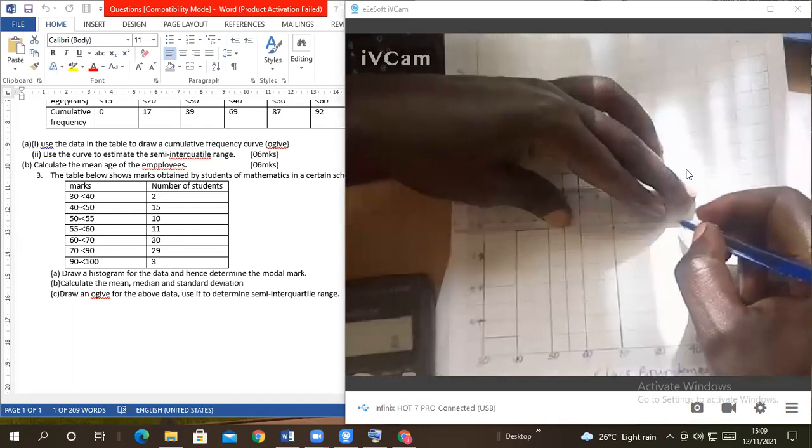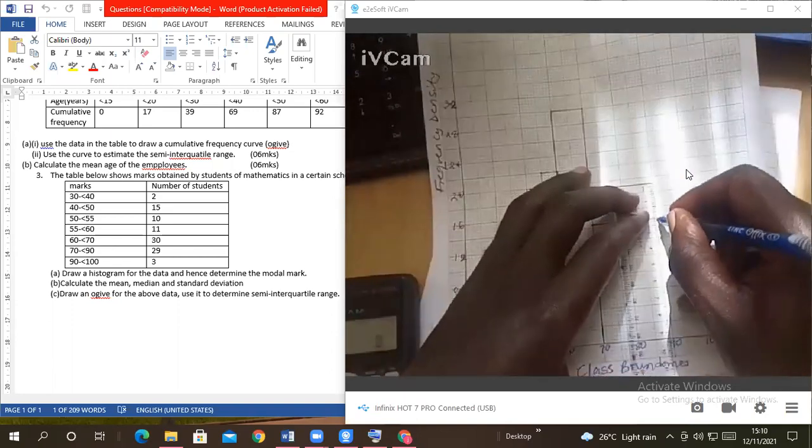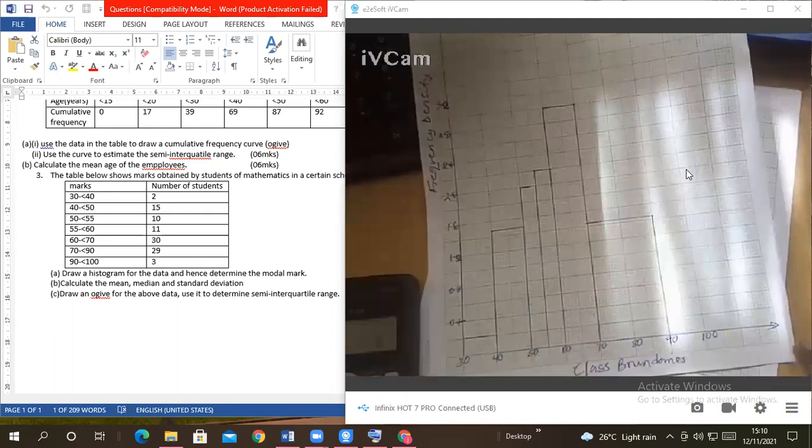So I'm going to join that 1.45 with 90. So that one gives me my correct diagram for that. So that gives me 20 as the class width there.